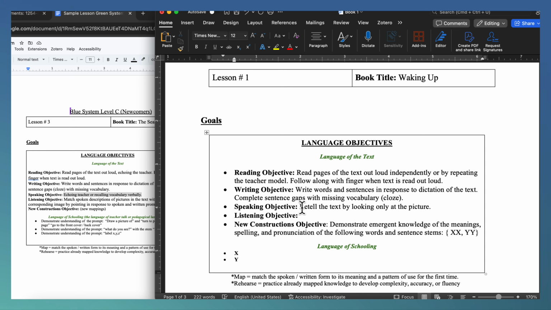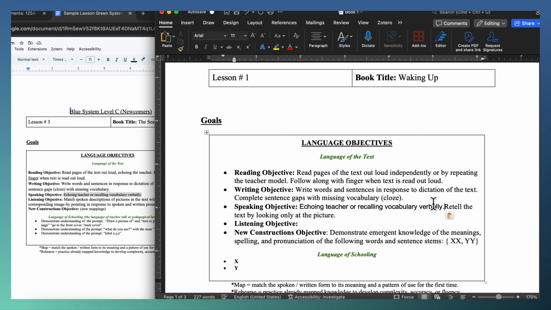That sits in contrast to this existing language objective, which is to retell the text by looking only at the picture. That would be aspirational for me, and maybe my one student who's more advanced would be able to do that.